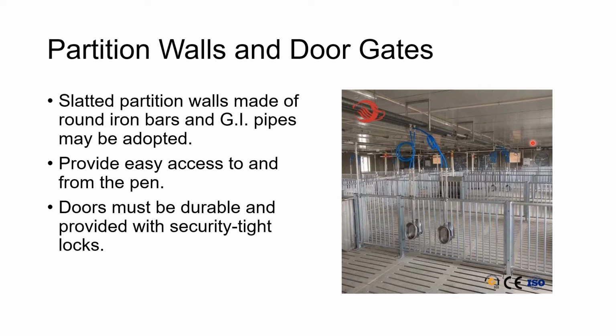Now, we'll go for partition walls and door gates. So, yung slatted partition walls made of round iron bars and GI pipes may be adapted. So, parang ganito.